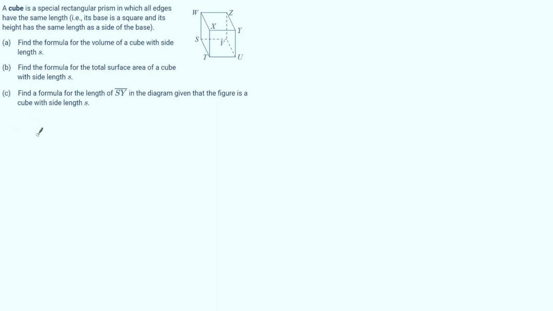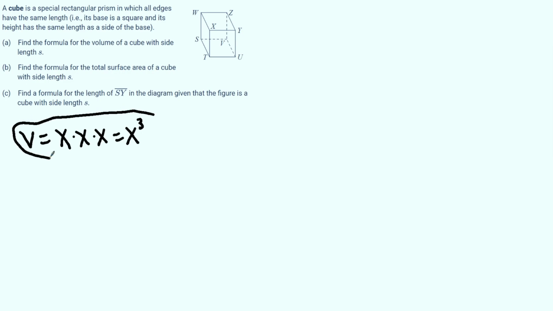So let's get started. Find the formula for the volume of a cube with side length s. Well, from our previous problems, we know that the volume of a prism, specifically a rectangular prism, is length times width times height. Or, for any prism, it's the area of the base times its height. So, if I were to follow that same logic, its length would be x, its width would be x, and its height would be x. Or you would have x to the third power. And that's just part A.